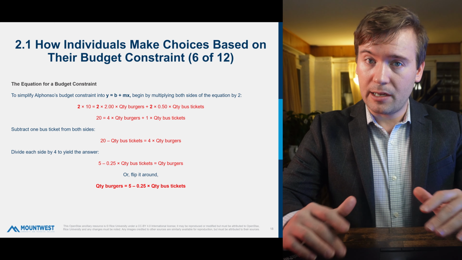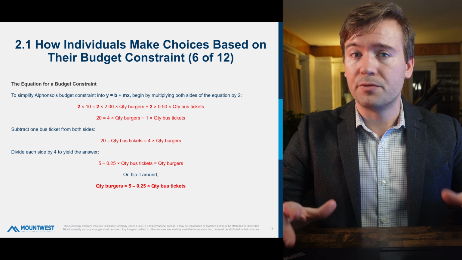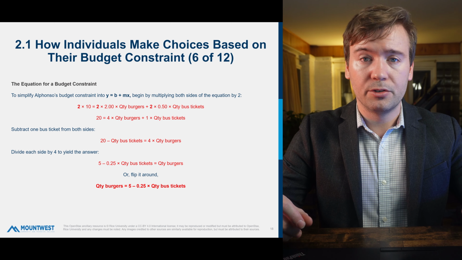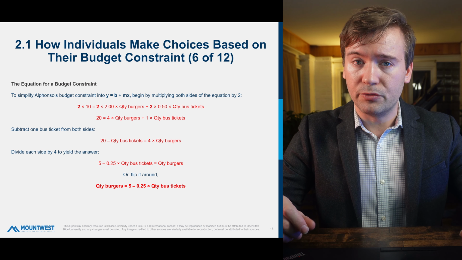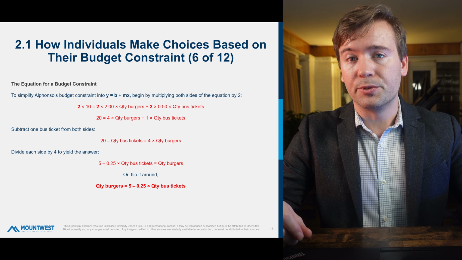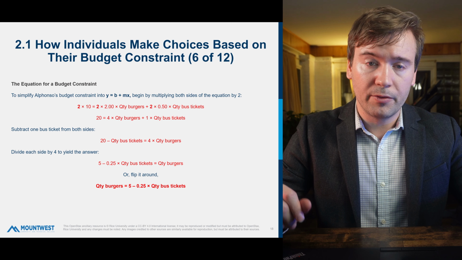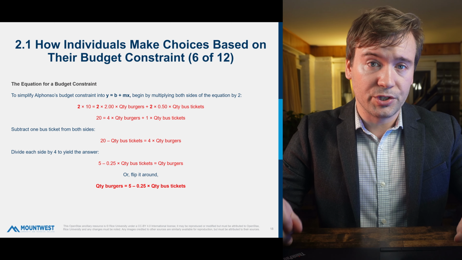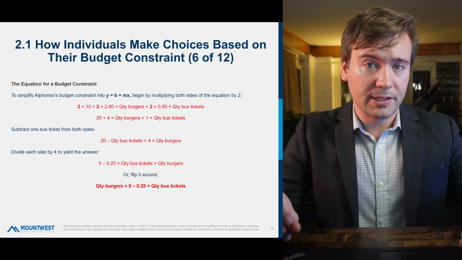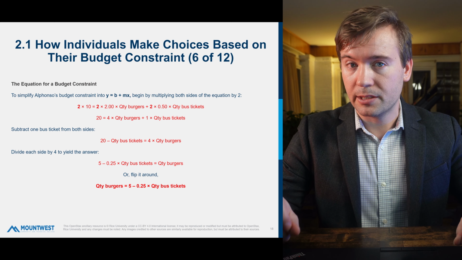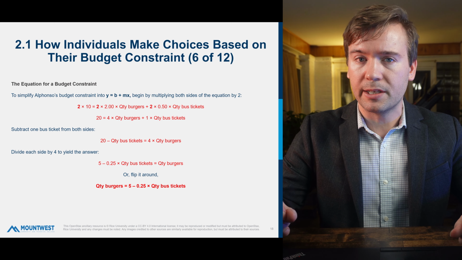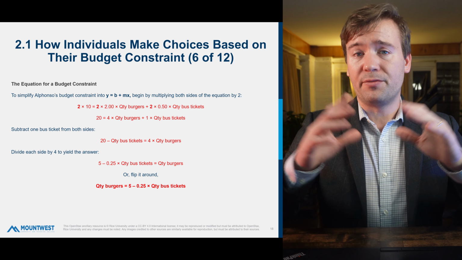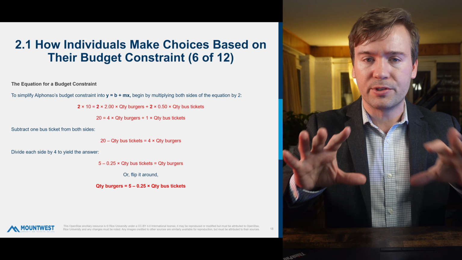First, we need to simplify Alfonso's budget constraint into that equation for a line. And we can start by multiplying both sides of the equation by 2. And so that's what's happening in the first line here in red. This gives us 20 equals $4 times the quantity of burgers plus 1 times the quantity of bus tickets. So effectively what we've just done here is we've taken that 50-cent bus ticket and we've turned it into a whole bus ticket or a whole number. One times the bus ticket gives us 1 bus ticket is basically what we're saying. So we've put everything, nothing's in fractions anymore, nothing's in decimals anymore. That was the first step.